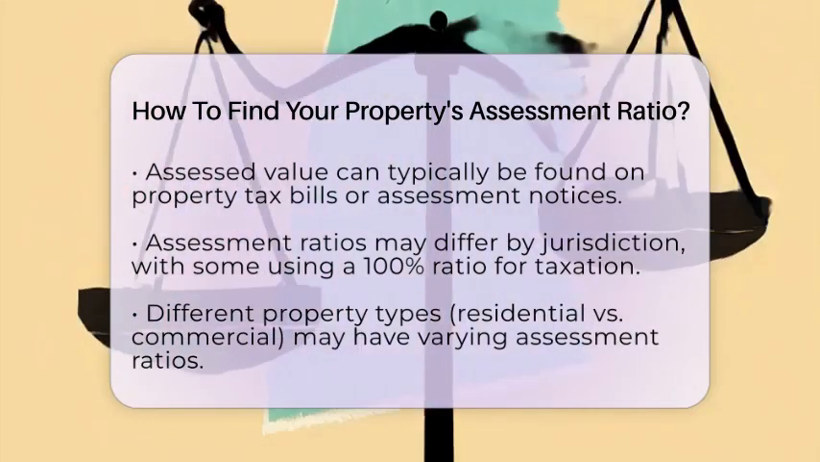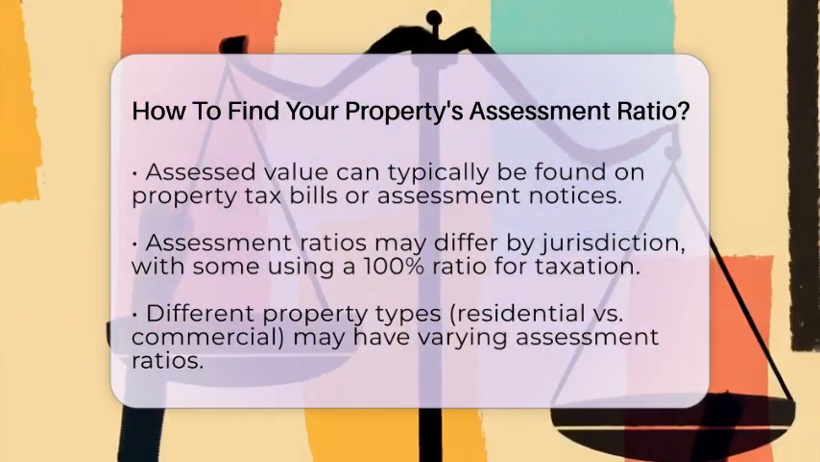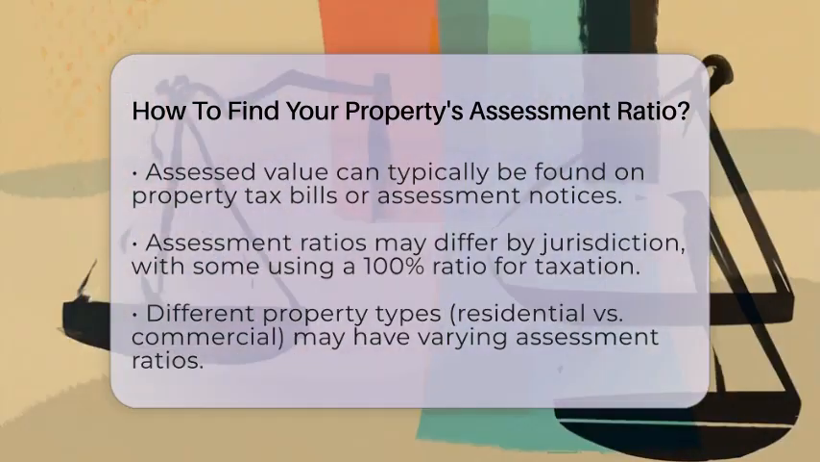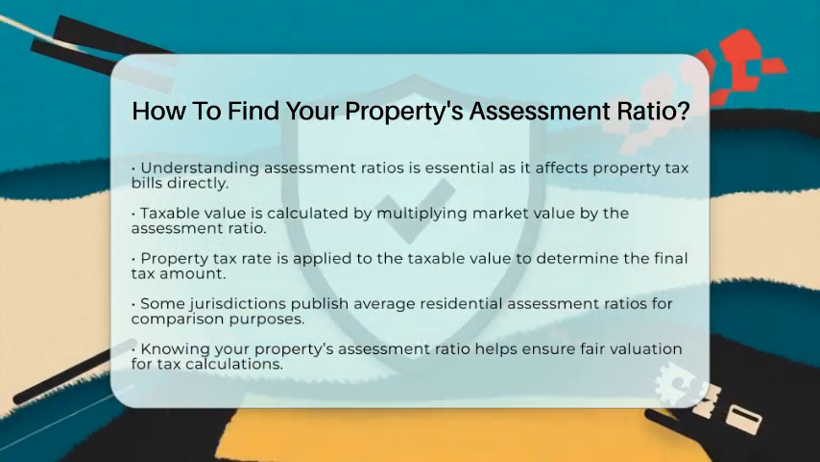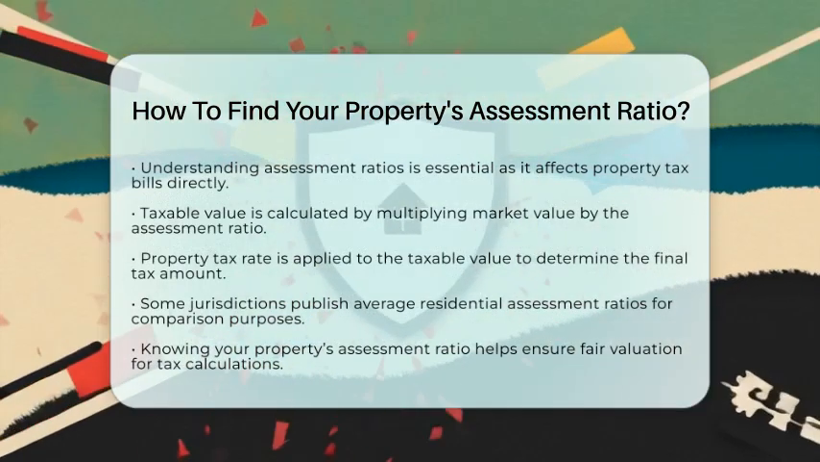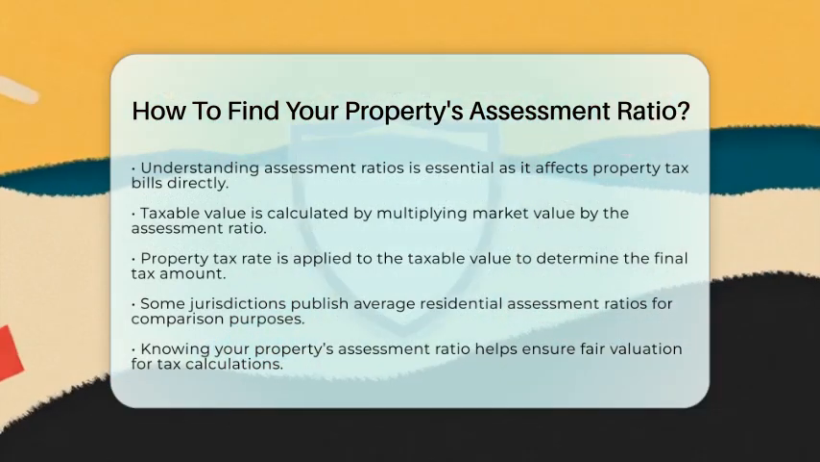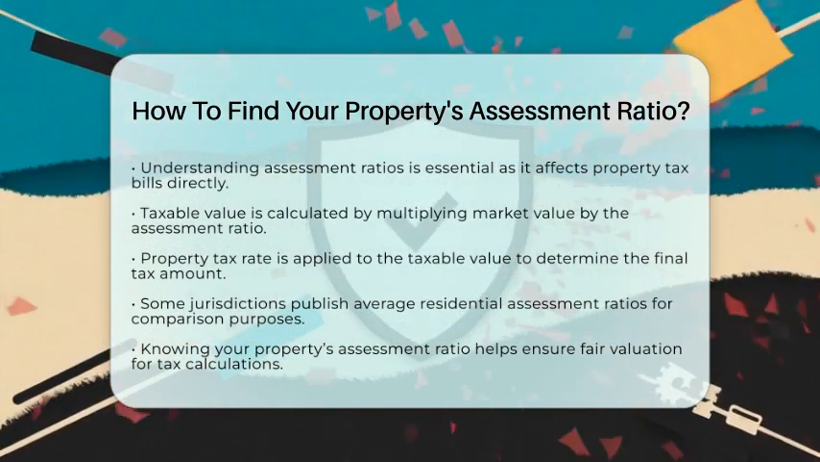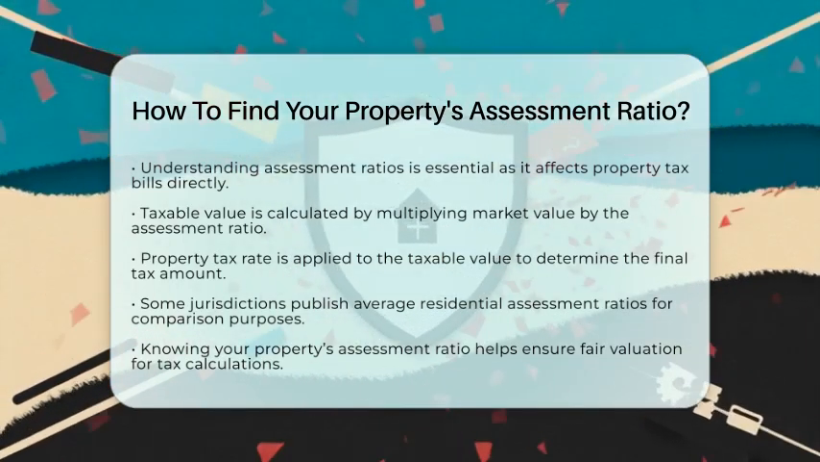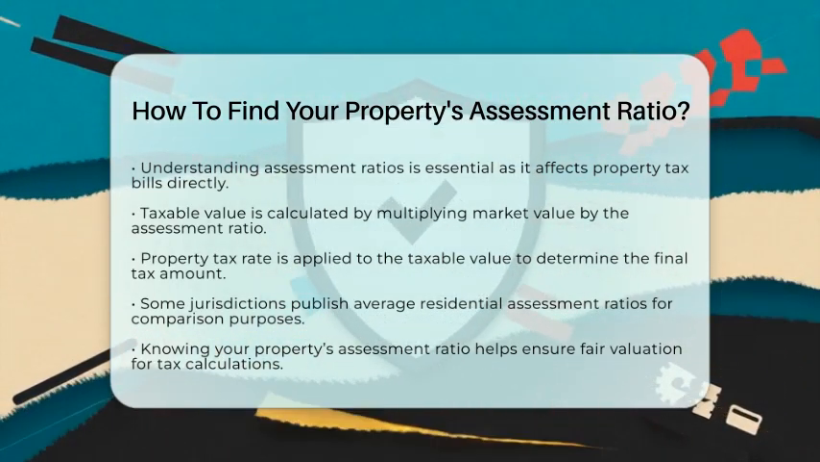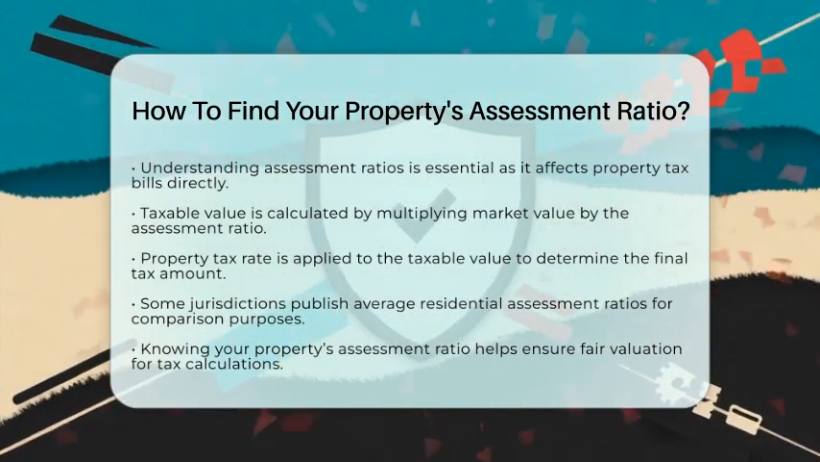To summarize the steps for finding your assessment ratio. 1. Check your local assessor's website or contact their office for the official assessment ratio. 2. Review your property tax statement or assessment notice for your assessed value. 3. Obtain or estimate your property's current market value. 4. Divide the assessed value by the market value and multiply by 100 to find your assessment ratio percentage.